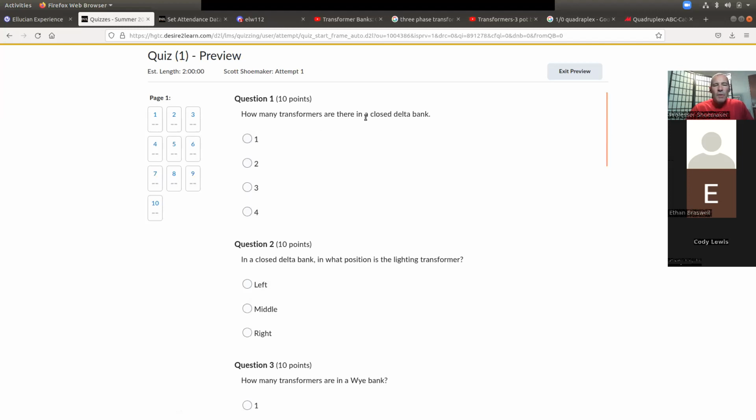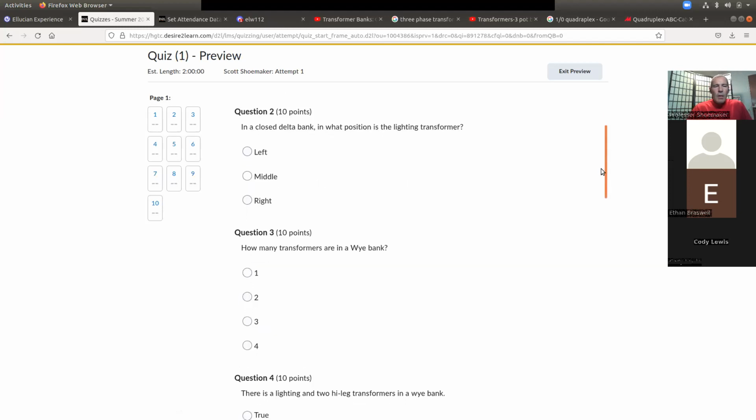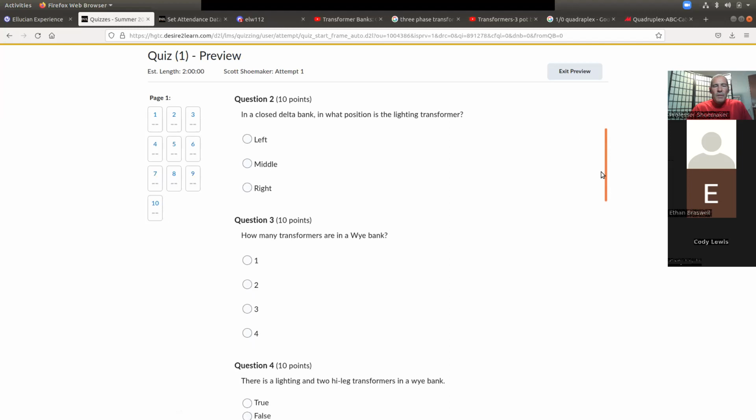How many transformers are in a closed delta bank? 3. In a closed delta bank, in what position is the lighting transformer? Left, middle, or right? Middle. And you can always refer back to the drawings. Remember, a lighting transformer is a transformer that will power your house.